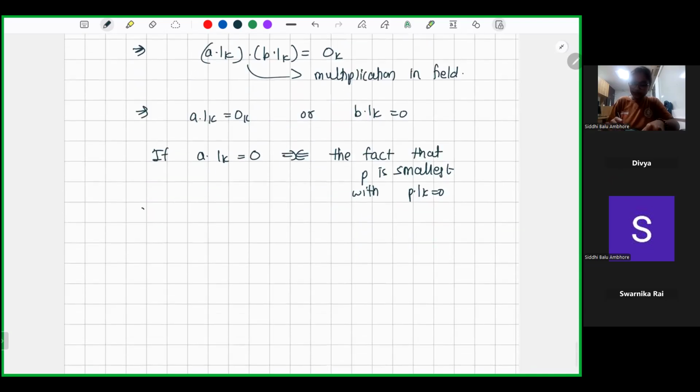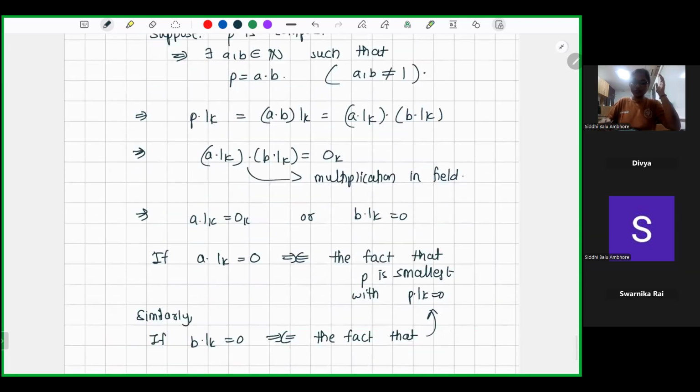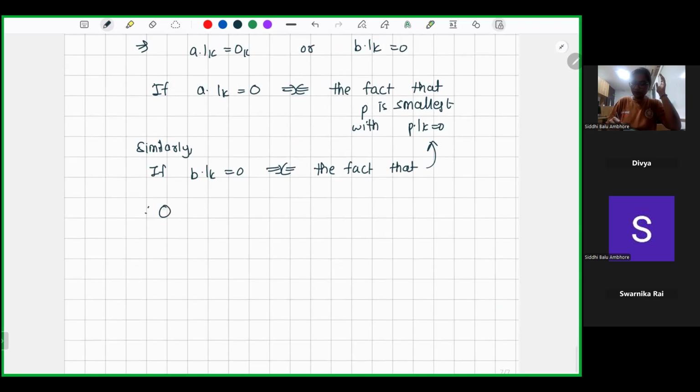And similarly, if B into 1K is 0, this will again contradict the fact that P is the smallest with P1K is 0. So in either case, we are arriving at a contradiction. So this implies that this is not true. Therefore, our supposition is false. Hence, P must be prime. Okay, any doubts here?